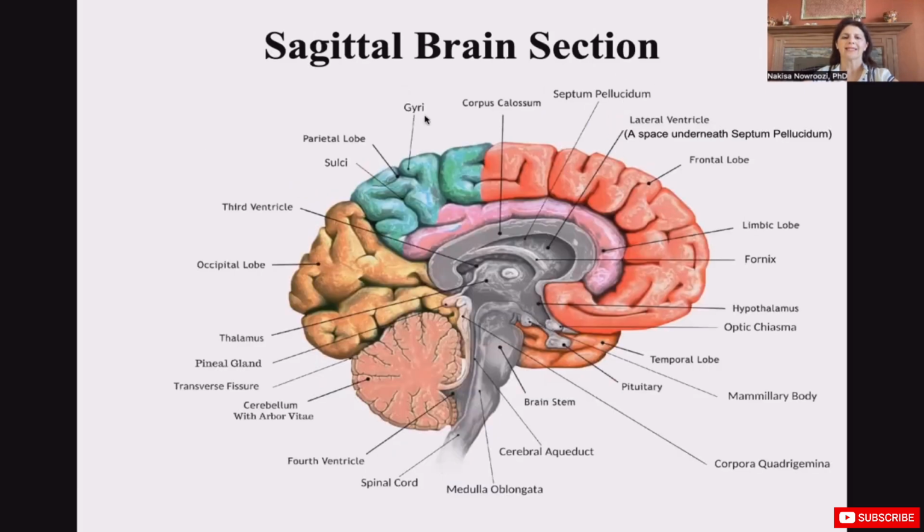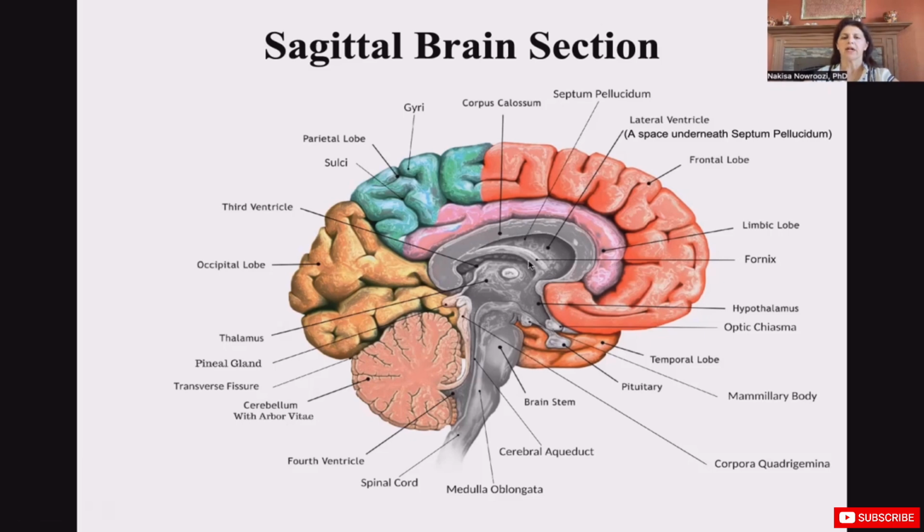We're looking at the sagittal section of human brain. Again, this part is our cerebrum, and this is our cerebellum, and transverse fissure here is also very obvious between the two parts of the brain. Inside the cerebellum, you see arbor vitae. It's kind of like tree of life. They look like tree branches. Cerebellum with arbor vitae.